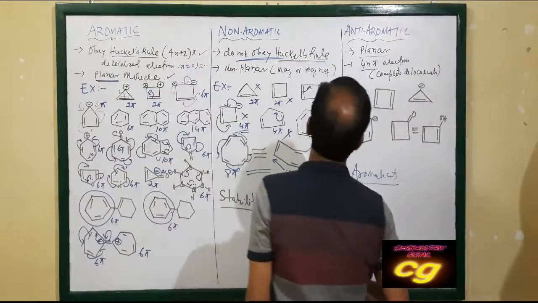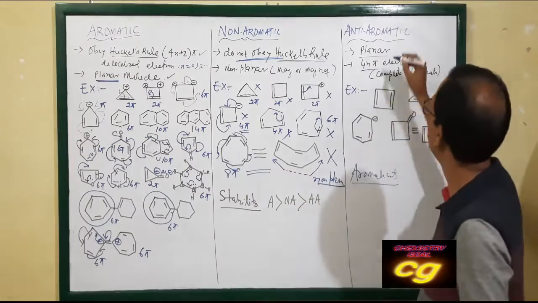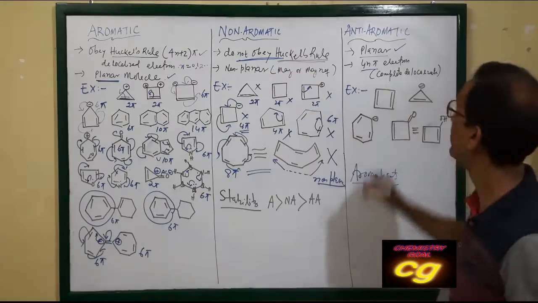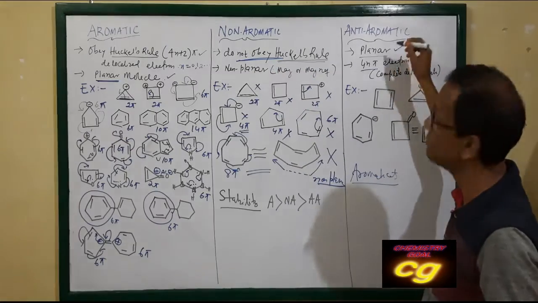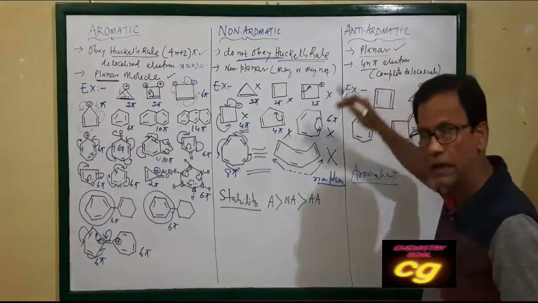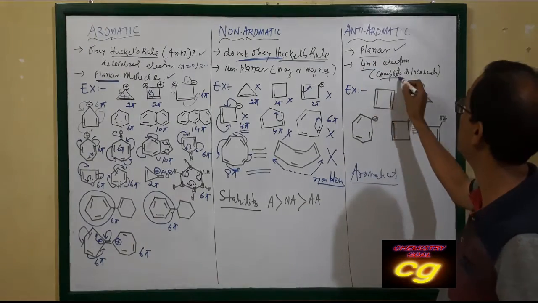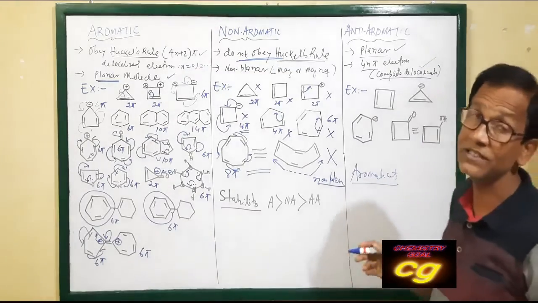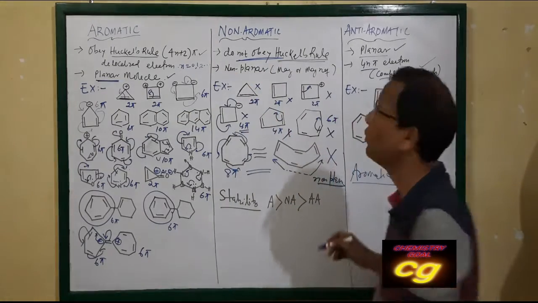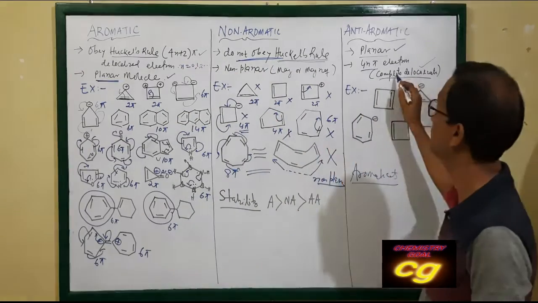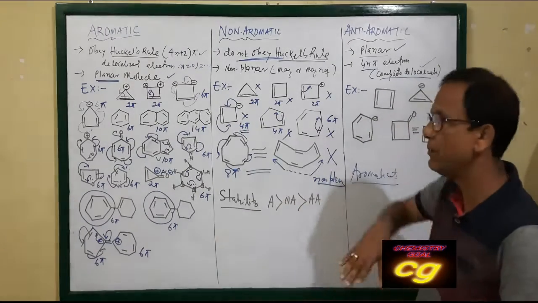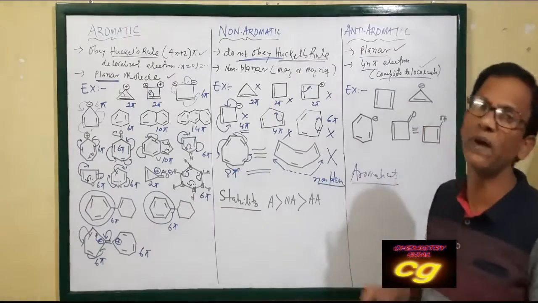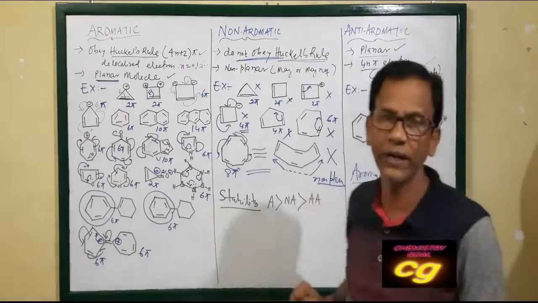Then come to anti-aromatic. An anti-aromatic molecule may be planar, but there will be no 4n plus 2 pi. Huckel's rule will not be satisfied, but the molecule must be planar. The molecule is planar, and complete delocalization is there, but it is not satisfying 4n plus 2. The 4n plus 2 rule is not satisfied, but the molecule is planar, having delocalized pi electrons, but not satisfying the 4n plus 2 pi formula. That's why it is anti-aromatic.